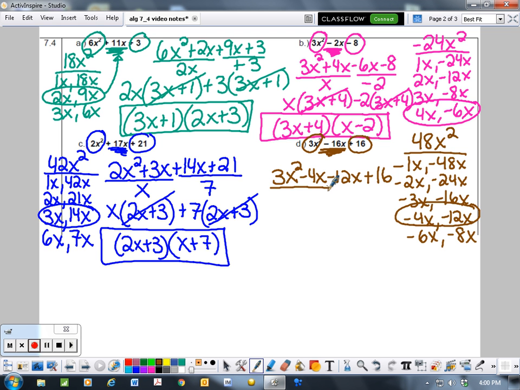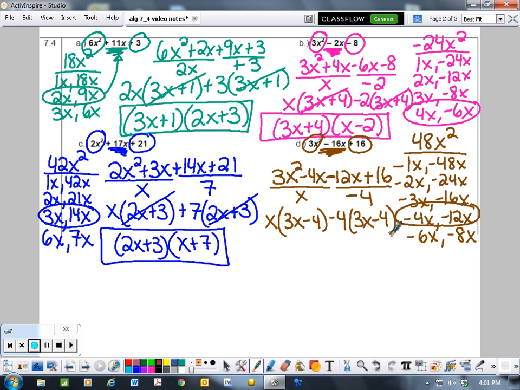So common in that is only an x. Common over here is 4. And then because this 12 is negative, I want this to be negative. So this will be x, and I factor that out, so I get a 3x minus 4. I factor out the negative 4. So negative 12 divided by negative 4 is 3x. 16 divided by negative 4 is negative 4.